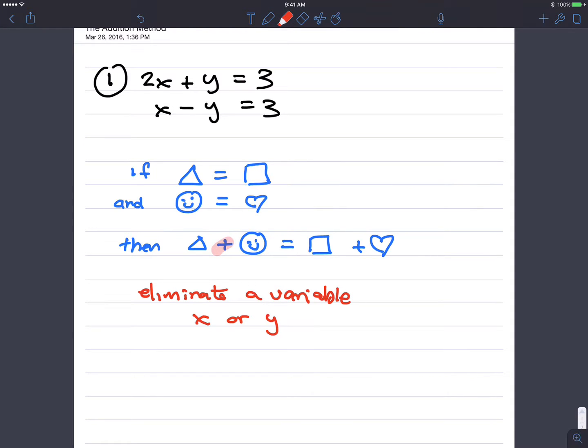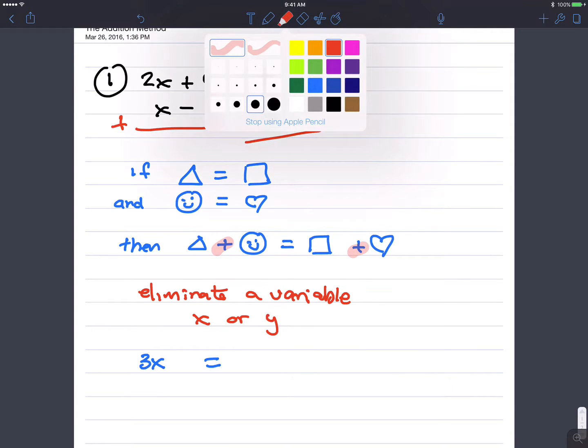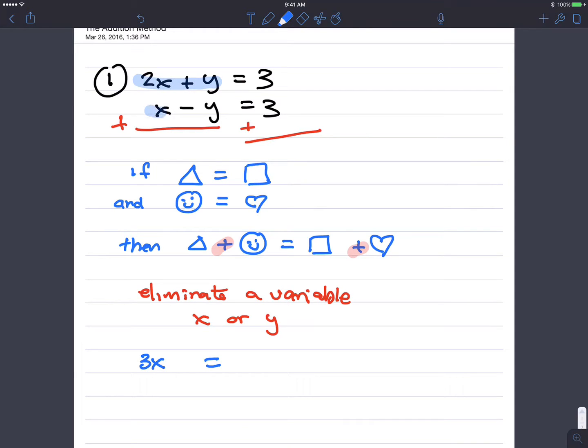So this addition method, where we add the two left-hand sides together and we set it equal to the sum of the right-hand sides, the whole purpose and idea is to eliminate a variable. Now, if we add the left side here with the right side, what we end up getting is 2x plus x gives us 3x. The plus y and minus y cancel. That's the sum on the left sides. So we're adding these two terms with these two terms. We end up with a 3x.